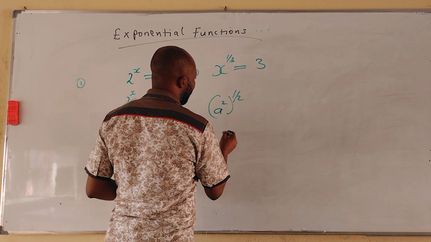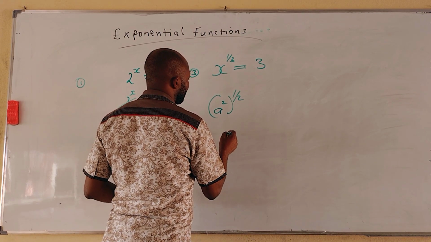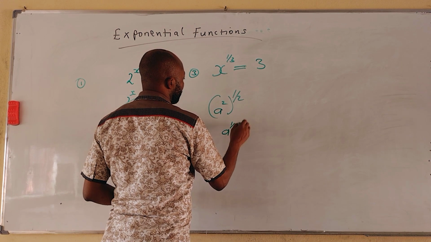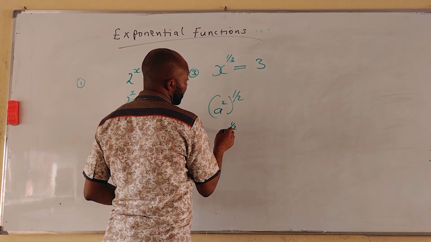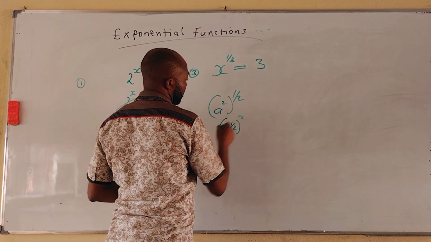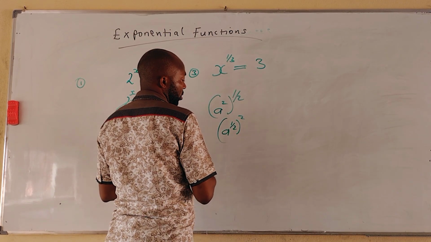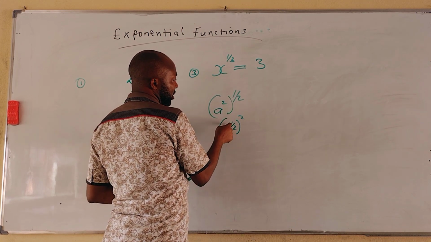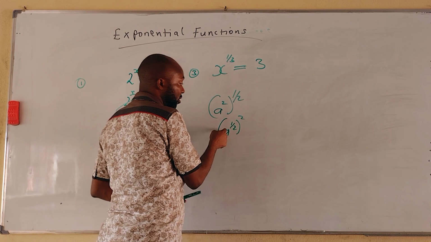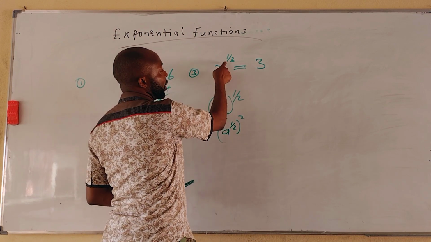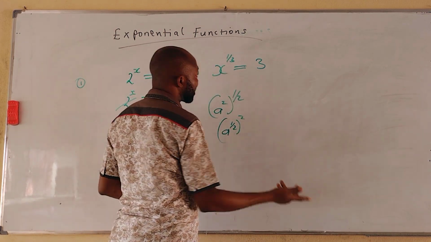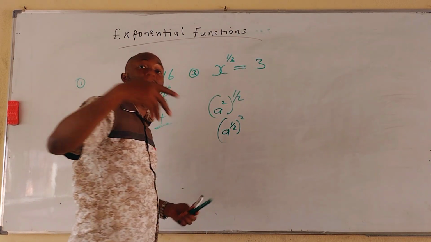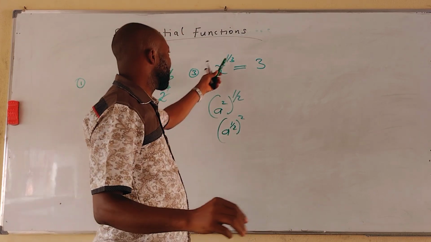The same thing applies when I have a raised to the power 1 over 2. For me to remove this, I will have to square it. The same law. If this, I could root it to get rid of this, and in this other case, I can also square it to get rid of it. If you come here, this is 1 over 3, which is cube root, which means the only way to remove the cube root is to cube both sides, raise it to the power of 3. By so doing, you can take care of that.